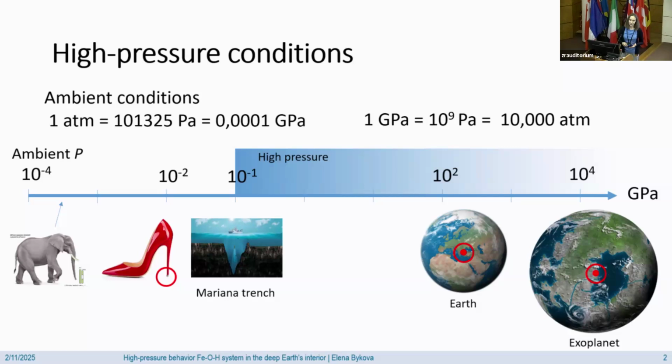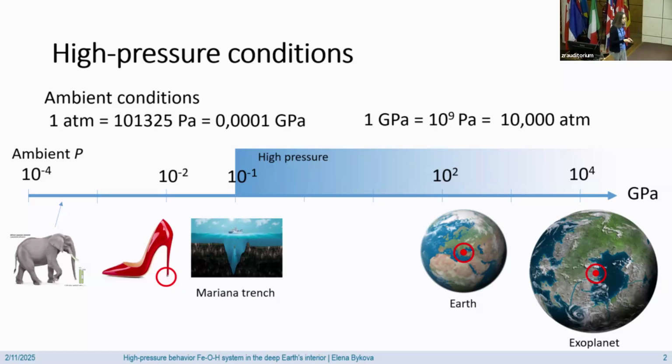For us, of course, the comfortable pressure is 1 atmosphere. In Pascal units, it's 10^5 pascals. In our high pressure research, we also use units of gigapascals, which is 10^-4 of that. So 1 atmosphere is about 10^-4 of a gigapascal, and 1 gigapascal is about 10,000 atmospheres.